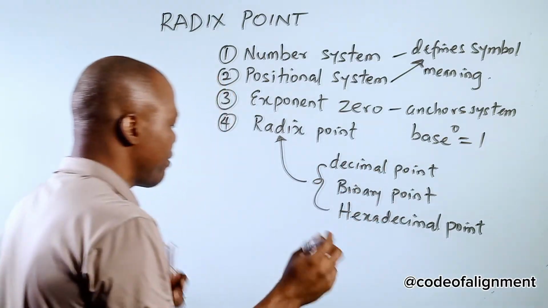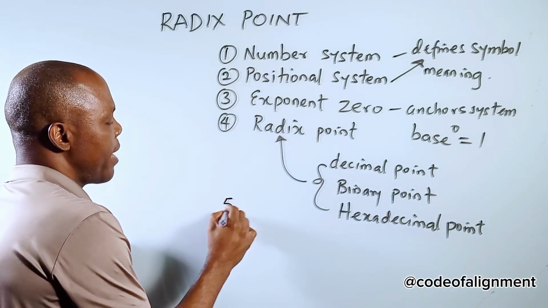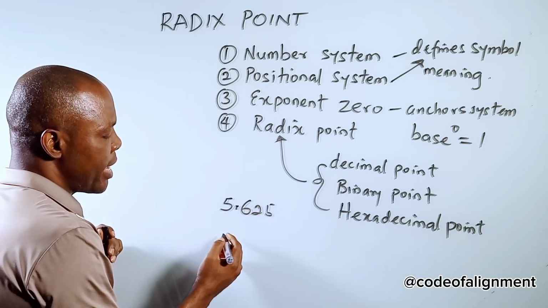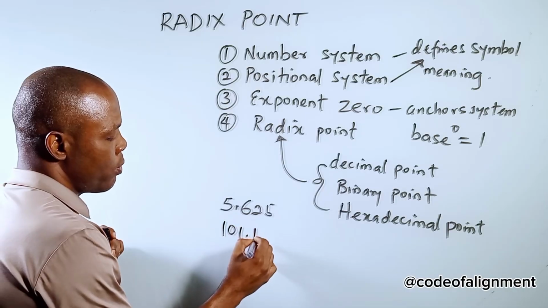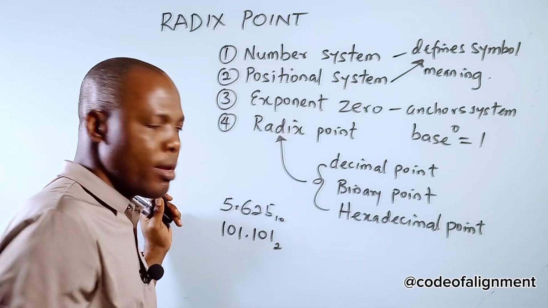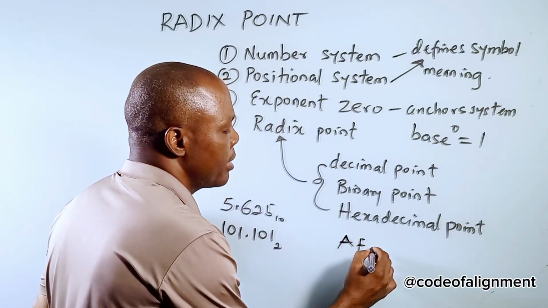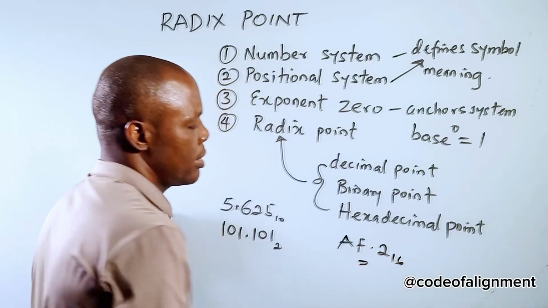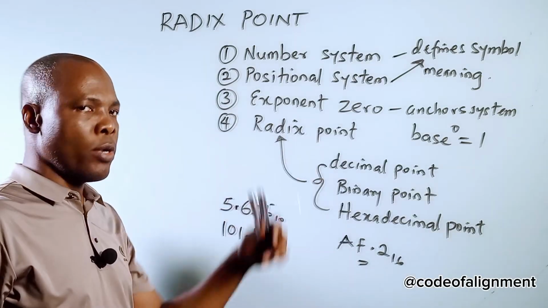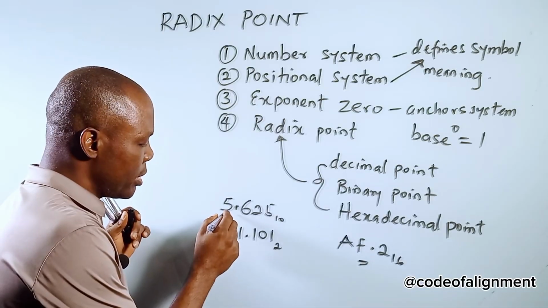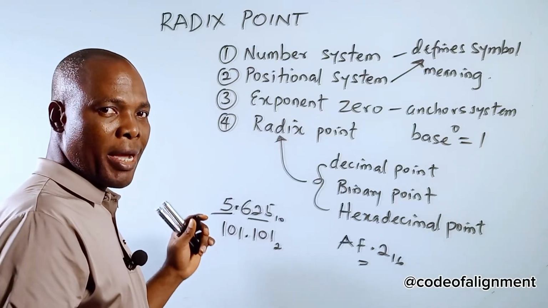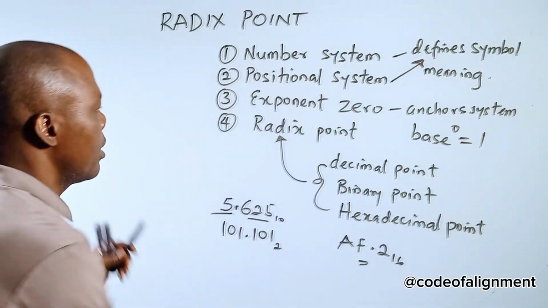So for this decimal point, we have something like 5.625. So this is base 10. In binary, we have 101.101. This is base 2. In hexadecimal, we have something like AF.2, this is base 16. So this point is what we are calling radix point. So what does it do? It separates the whole power from the fractional power. I'm going to show you what I mean by that in this class.